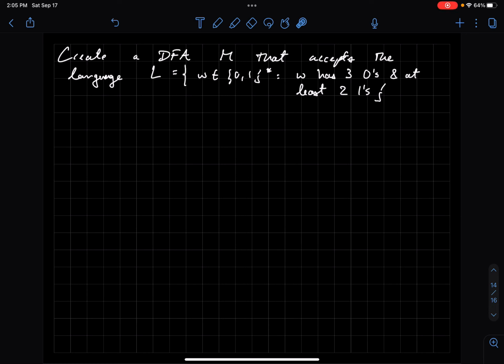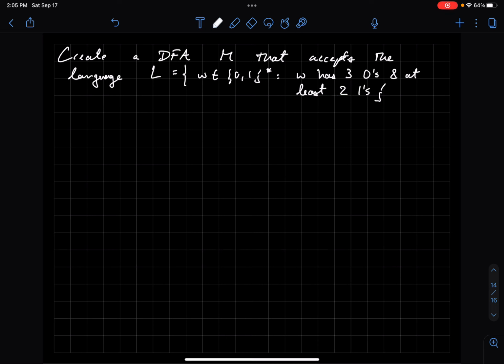So in this video, we'll be looking at a worked out solution for creating a DFA M that accepts the language L, where L is the set of all strings over 0, 1, such that these strings have exactly 3 zeros, and at least 2 ones.